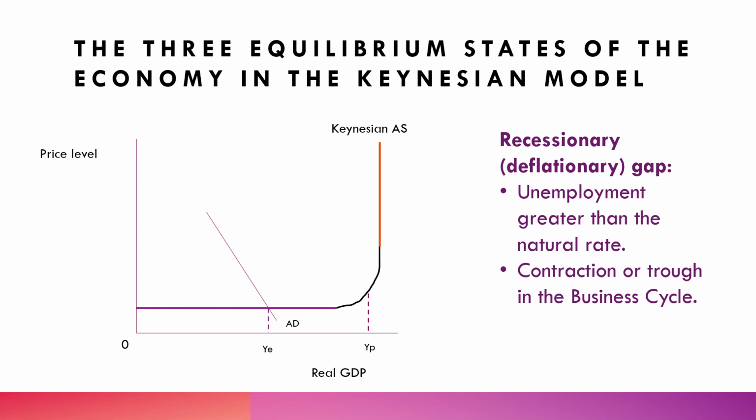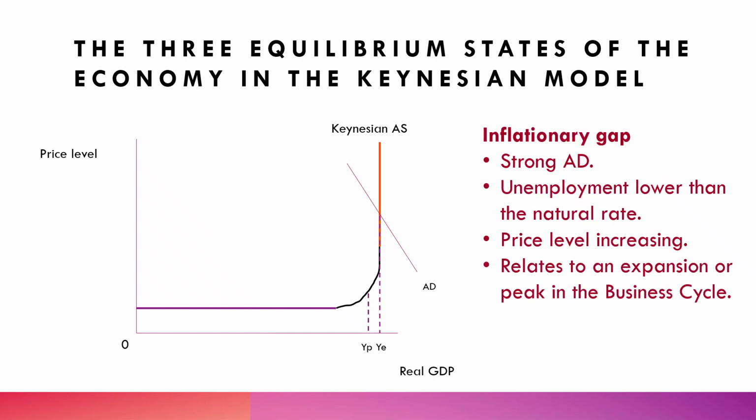To recap on the three states. When the aggregate demand curve intersects the aggregate supply curve in the horizontal section, such as shown here, output is less than potential output, which indicates a deflationary or recessionary gap with unemployment greater than the natural rate. When in this section of the curve, increases in aggregate demand do not necessarily increase the price level, unlike the monetarist New Classical model, where increases in aggregate demand always increase the price level. And this section relates to either a contraction or a trough in the business cycle.